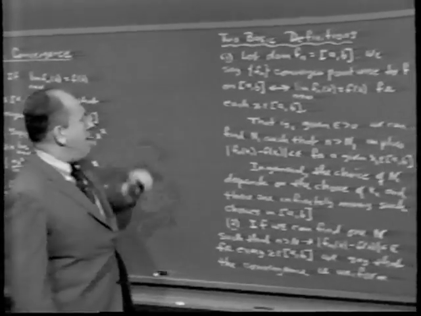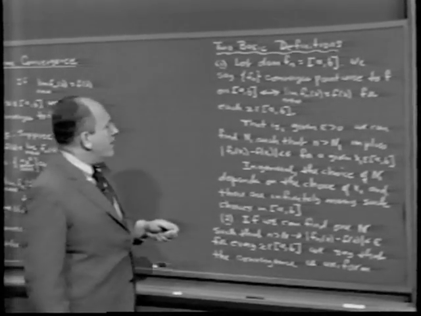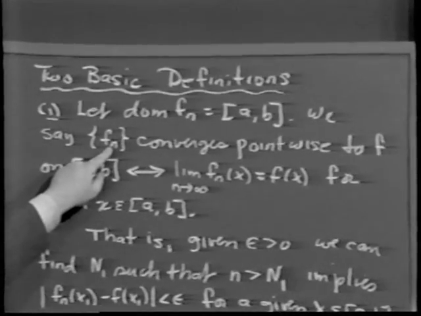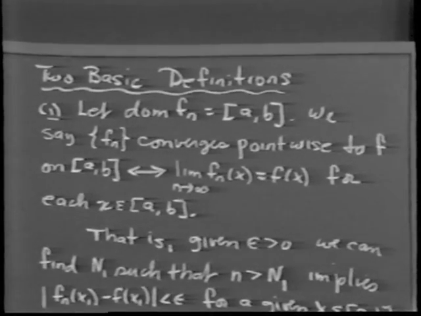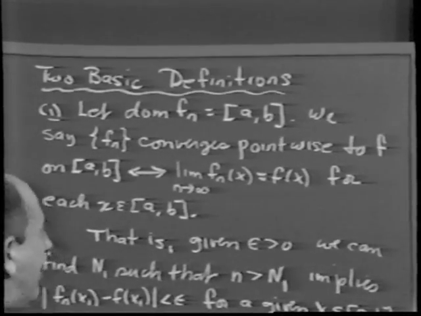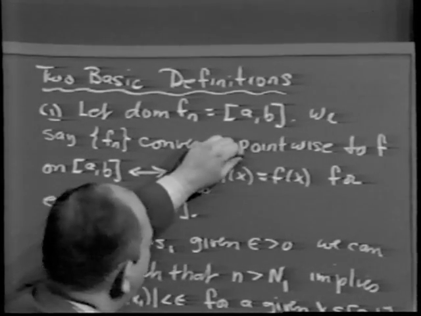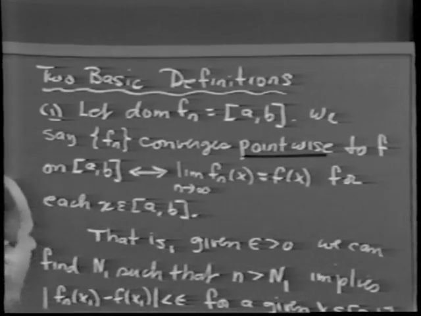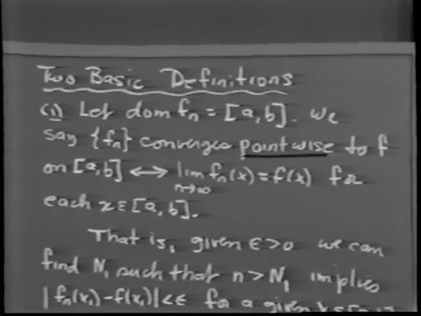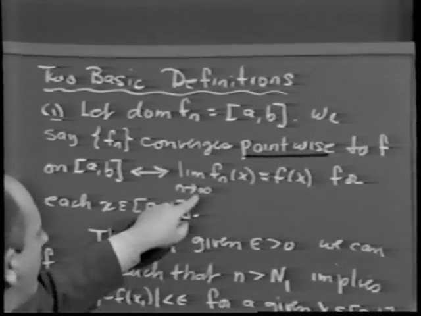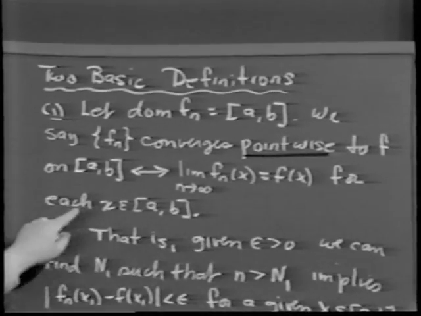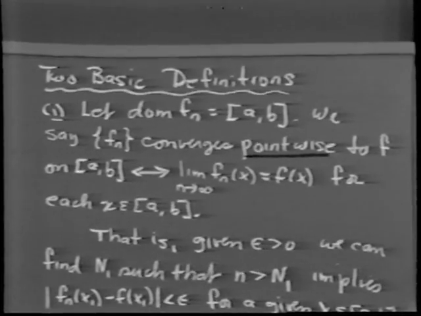I simply call this two basic definitions. In other words, if we have a sequence of functions f sub n, each of which is defined on the closed interval from a to b, we say that that sequence of functions converges pointwise, that means number by number, to f on [a, b], if the limit of f sub n of x as n approaches infinity equals f of x for each x in [a, b]. Okay?